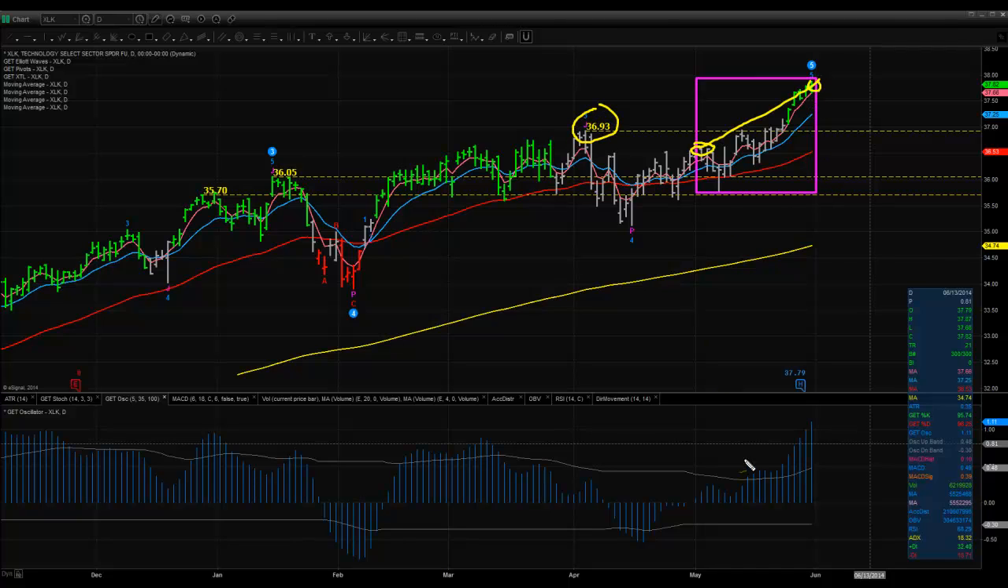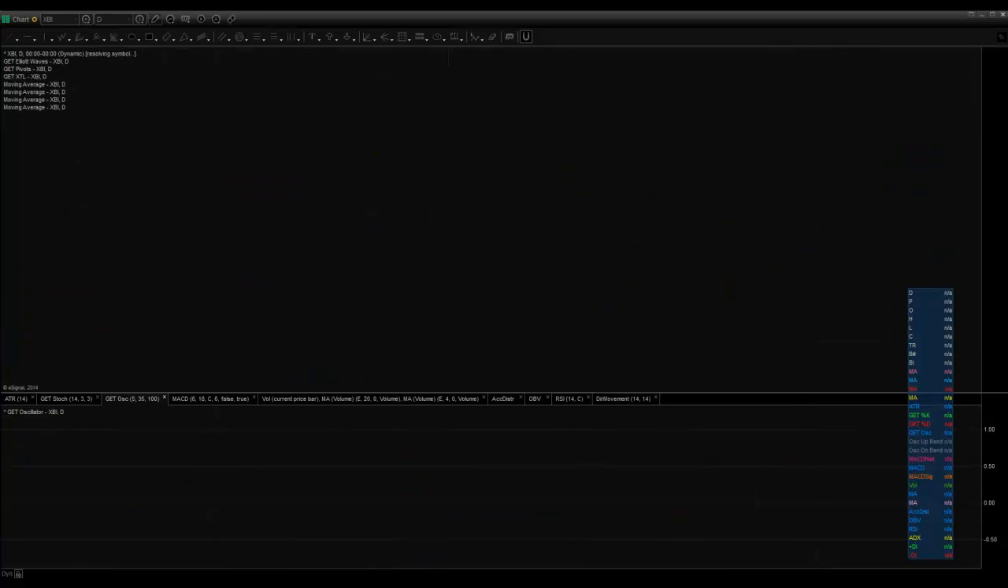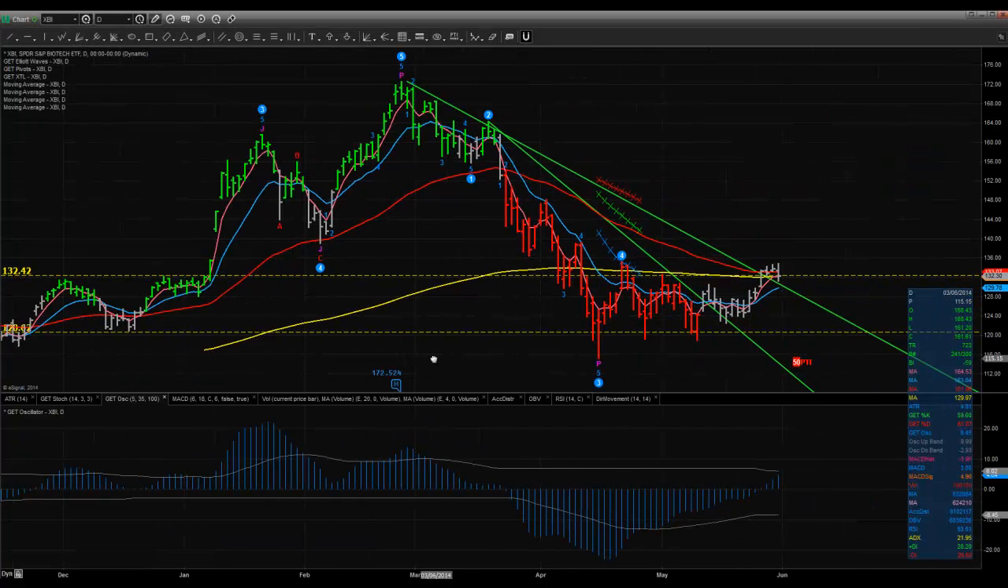We had a breakout in that area. There is no bearish divergence in this higher high. So that would substantiate the strength in Nasdaq. So the other one that's been a good performer the past few weeks, we had a breakout here.